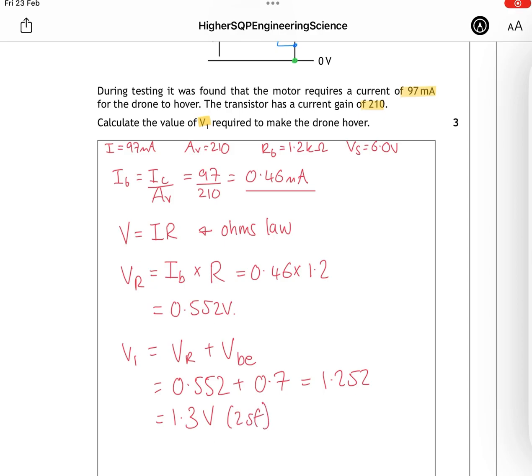That's a 3-mark question there, and you're getting 1 mark here for correctly calculating IB. You're getting another mark here for correctly calculating VR, and then you're getting 1 more mark here for a correct calculation of V1 with a unit.